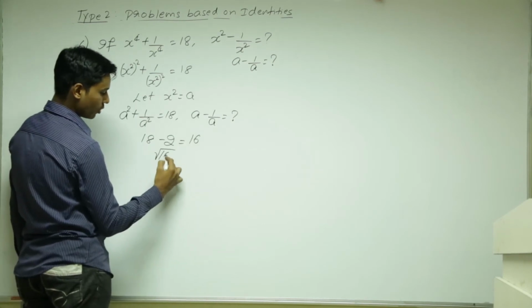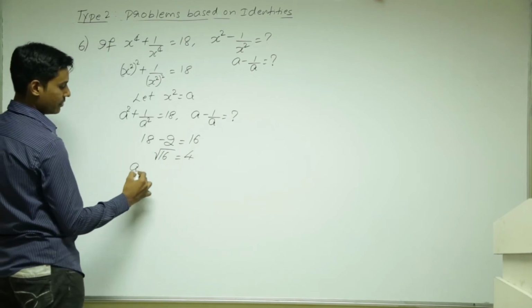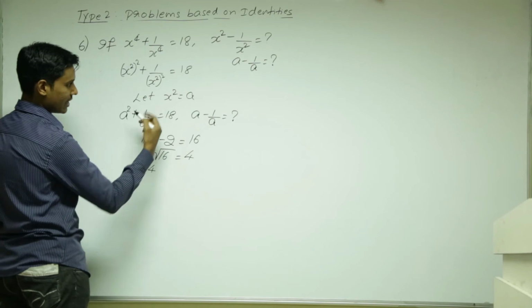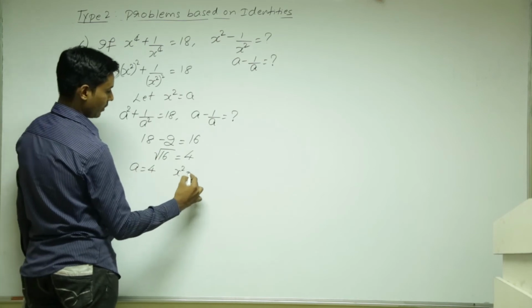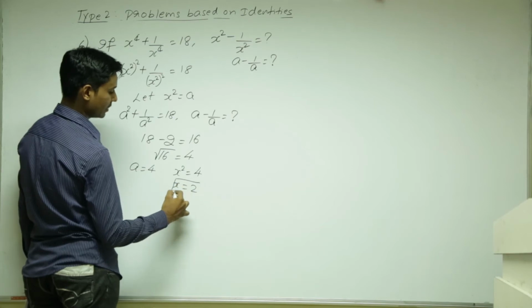Take the square root of 16. This is nothing but 4. That means a value is nothing but 4. But what is a? A is nothing but x square. X square is 4. X is nothing but 2. Right? X is nothing but 2.